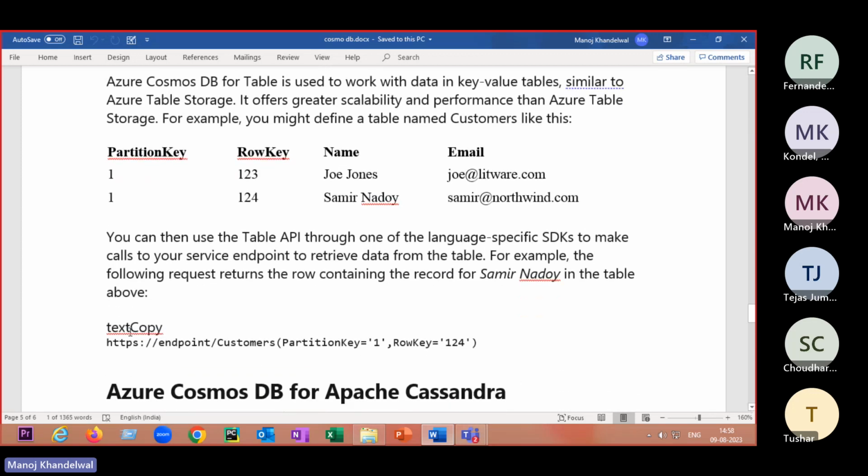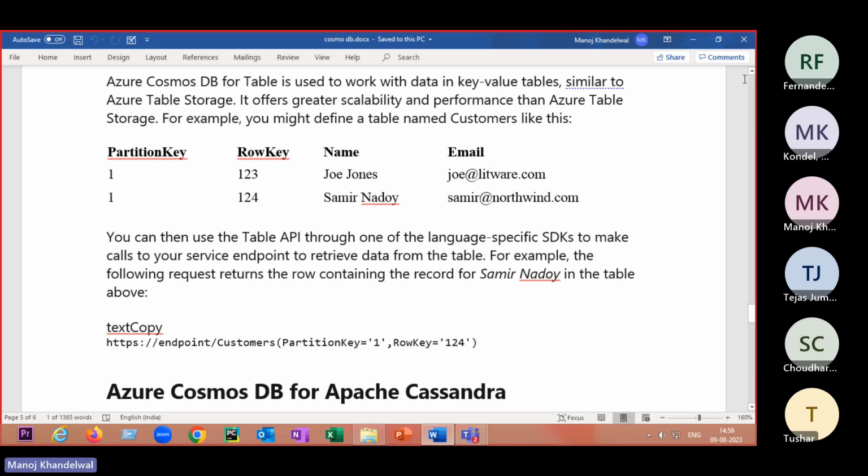The syntax is a little different to access these. Here we are saying this endpoint name customers, partition key is equal to 1, row key is equal to 124, because every row has got a partition key and a row key. So we have to specify that and it is getting retrieved. And see how we are accessing it. We are accessing it using a URL.